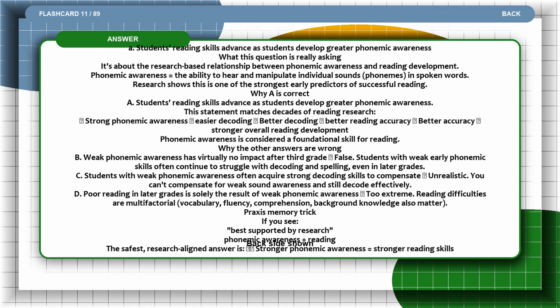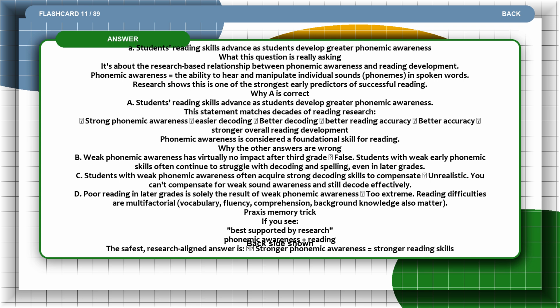The answer is A. Students' reading skills advance as students develop greater phonemic awareness. What this question is really asking about is the research-based relationship between phonemic awareness and reading development. Phonemic awareness is the ability to hear and manipulate individual sounds, phonemes, in spoken words. Research shows this is one of the strongest early predictors of successful reading. Why is A correct? Students' reading skills advance as students develop greater phonemic awareness. This statement matches decades of reading research.